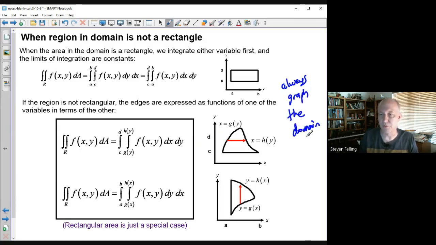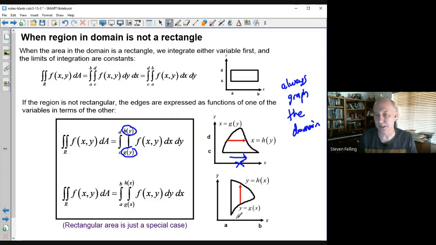We'll always graph the domain, and then I'm going to indicate with an arrow which variable I'm integrating over first. In this case, I'm integrating over x first, so this is the x direction. And that means that my starting and end point might depend upon which y slice I'm integrating. So my limits of integration will typically be functions of the outside variable. There's a dependency there.